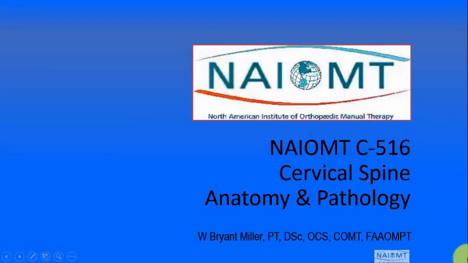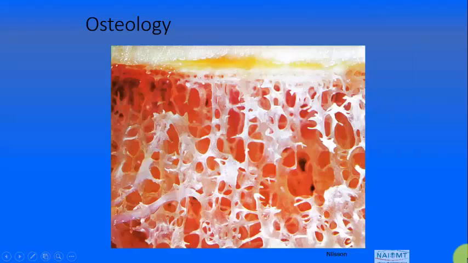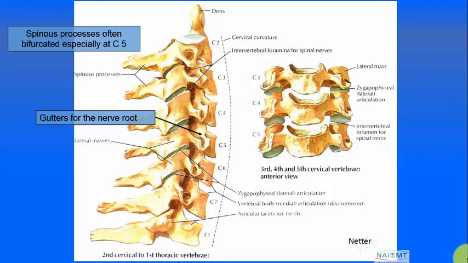Now, C5-16, cervical spine, anatomy and pathology. First we'll start with the bones. Here we have C2 through T1 vertebrae.